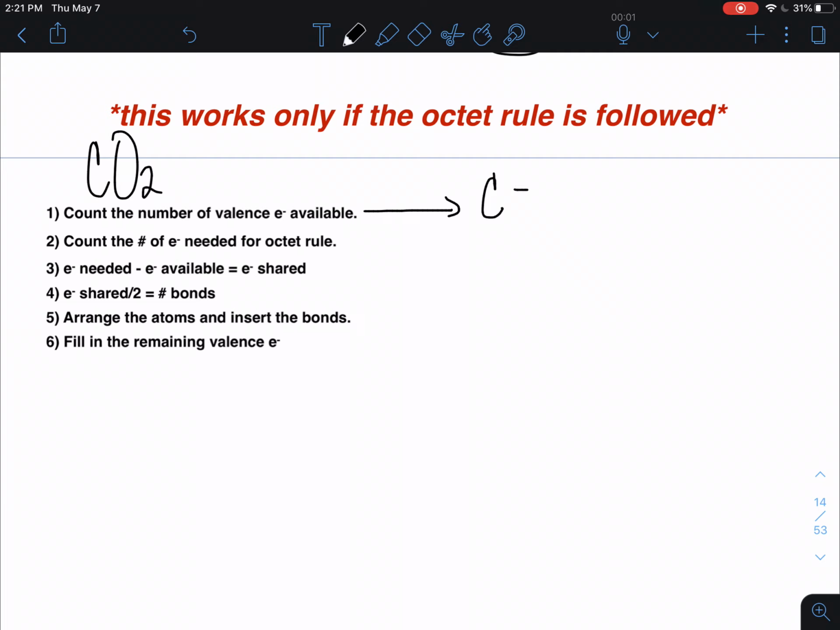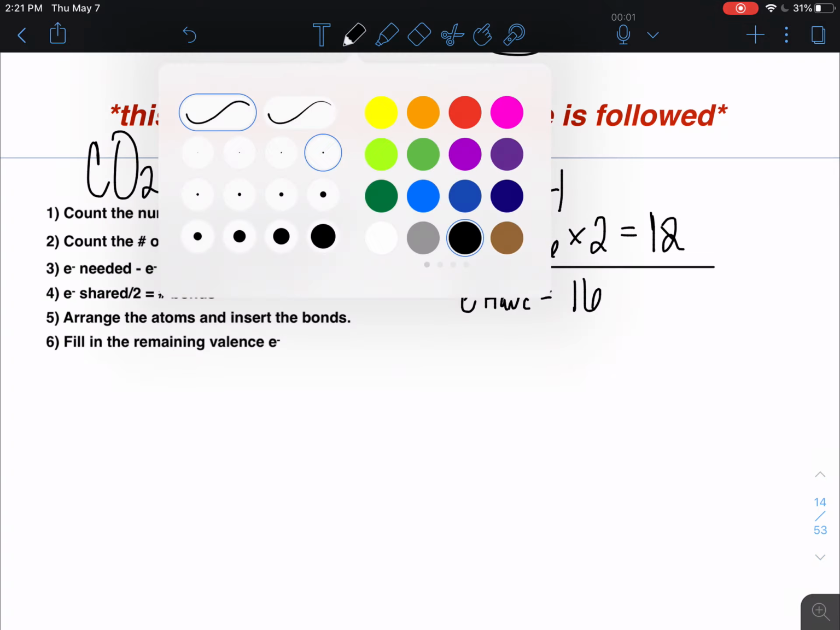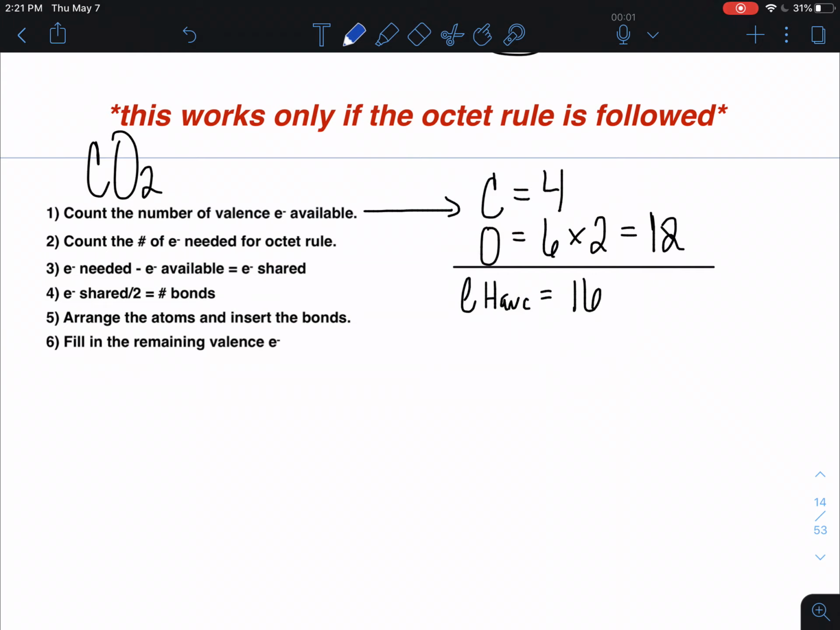So carbon has 4 valence. Oxygen has 6, and there are 2 of them. So we're going to put 12. All right, so E have is 16. All right. Now what we're going to do is calculate E need.